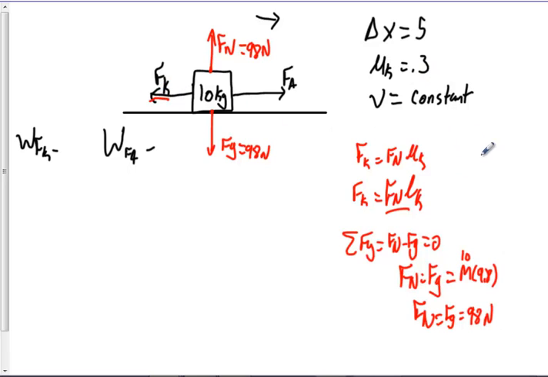Coefficient of friction is 0.3. 3 times 8 is 24. 3 times 9 is 27. Carry that, and I got 29.4 newtons of friction. So Fk is 29.4 newtons.